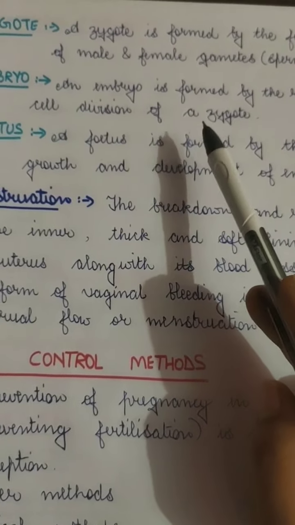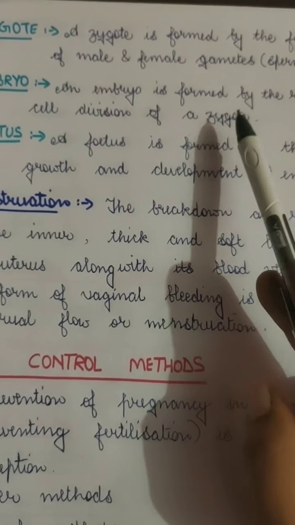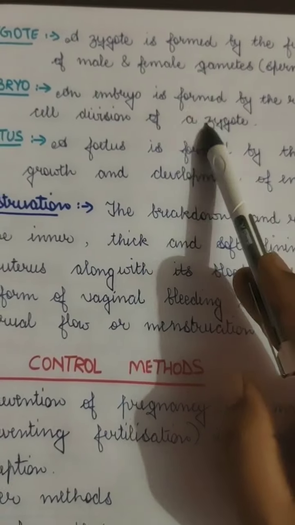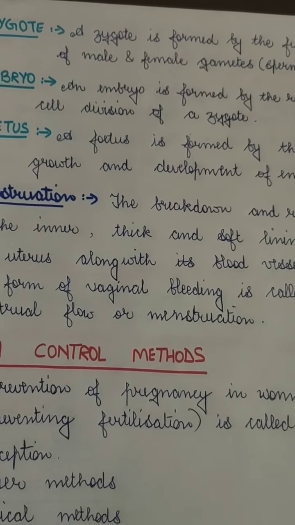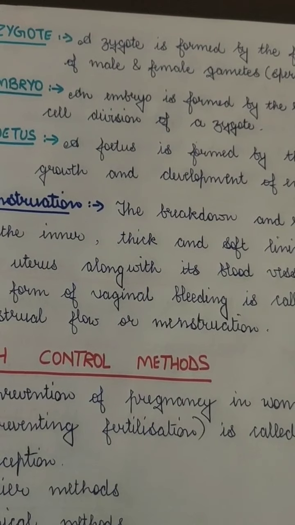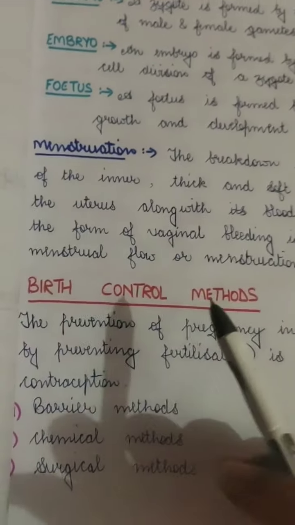An embryo is a multicellular body, so it is also not much developed. It is a little bigger than a zygote. And a fetus is a multicellular body which has developing hands, legs, eyes, etc. So these are the differences between zygote, embryo and fetus.